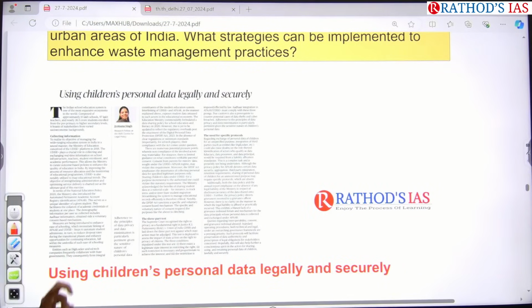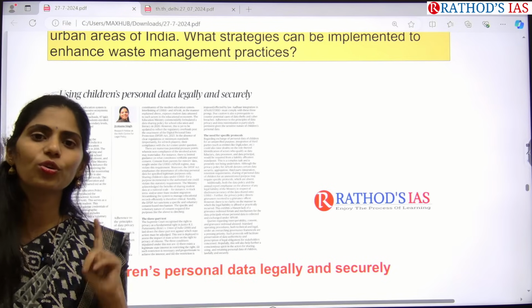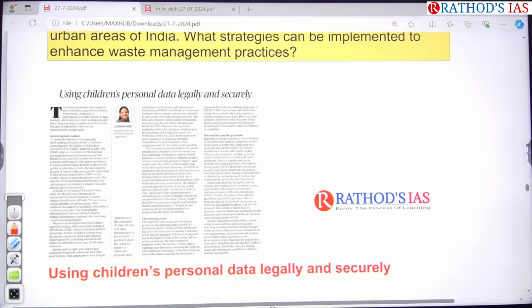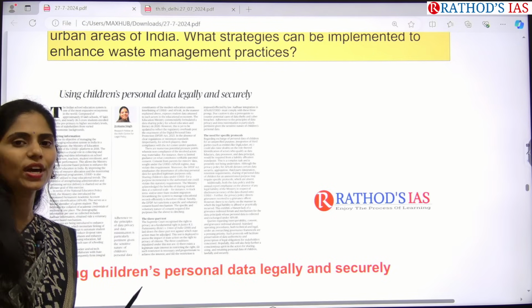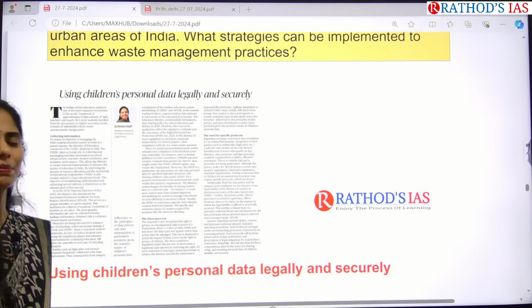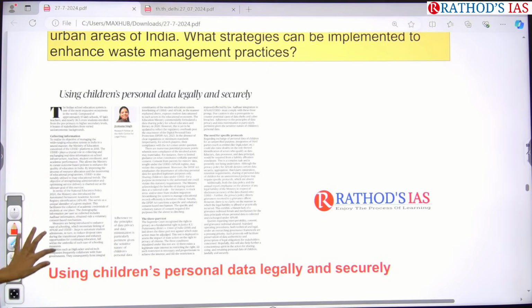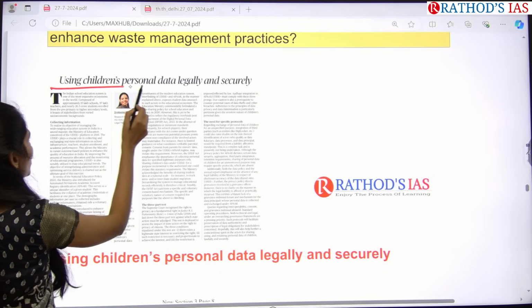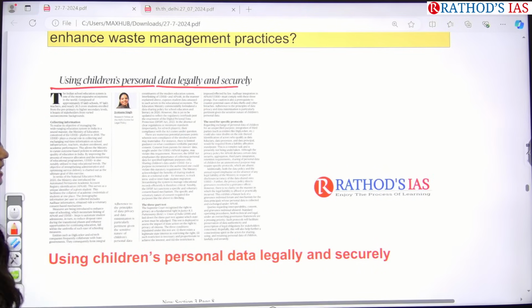In the editorial page, there are two articles which are important, and we are going to see that. Apart from that, in the news page, there is no article which is very important from your examination point of view in today's newspaper. There are very few articles. So the title says: using children's personal data legally and securely.